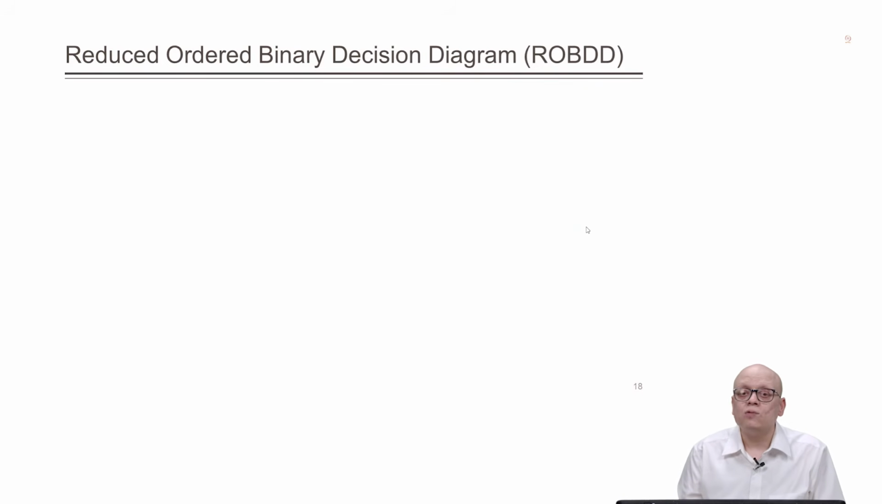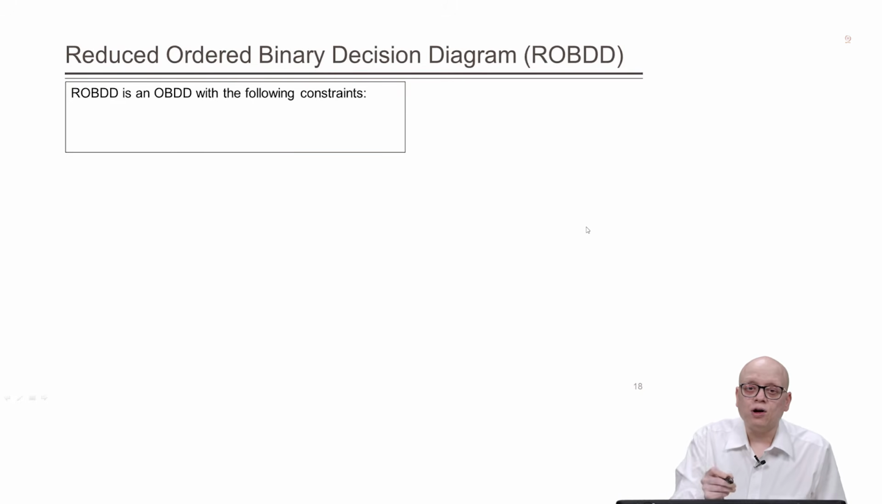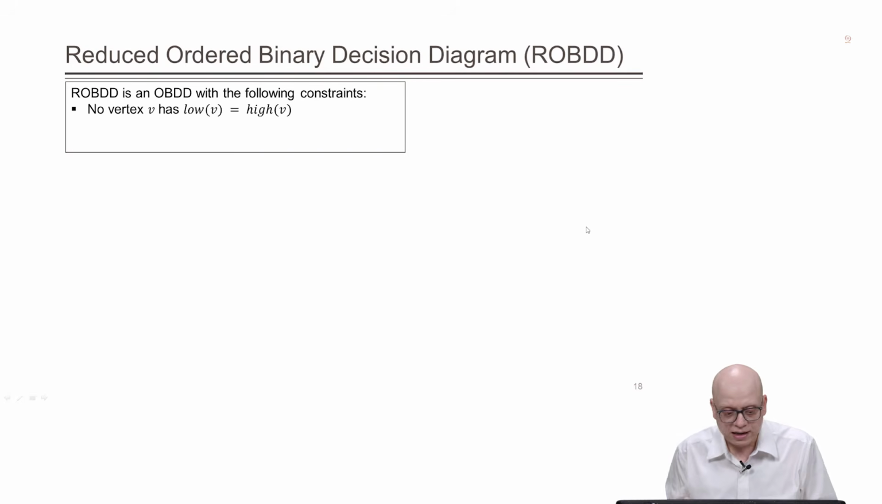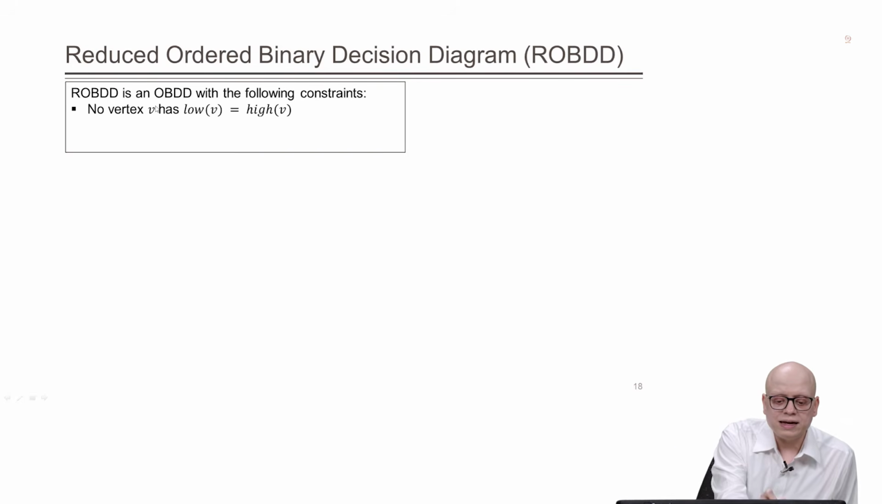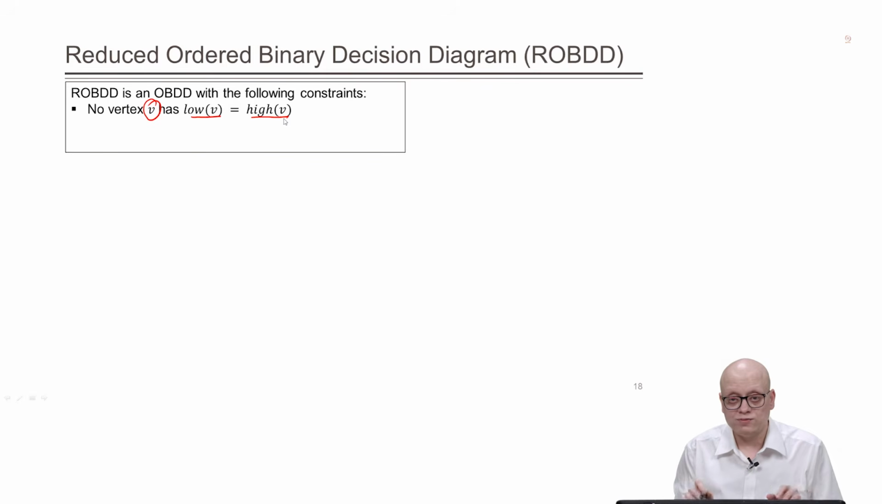Now, let us understand what is a reduced ordered binary decision diagram or ROBDD. ROBDD is an OBDD with the following constraints. The first is that there should not be any vertex v which has low(v) equal to high(v). That cannot be. If low and high of v are the same, then we need to do some transformation to make an OBDD an ROBDD.